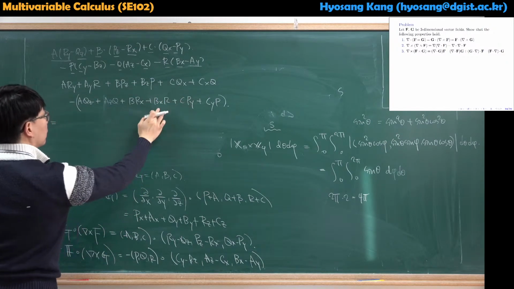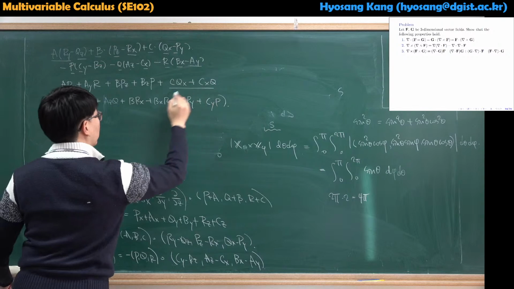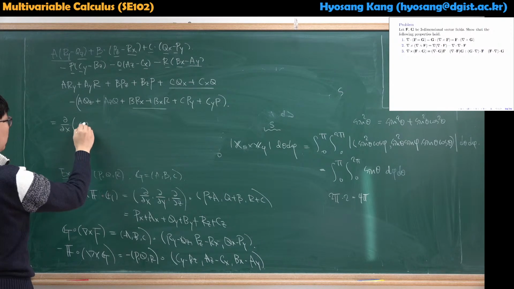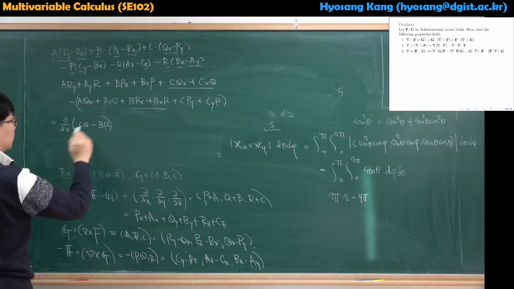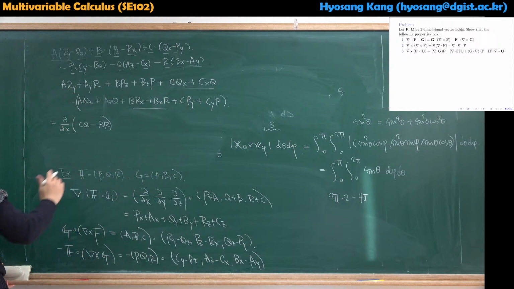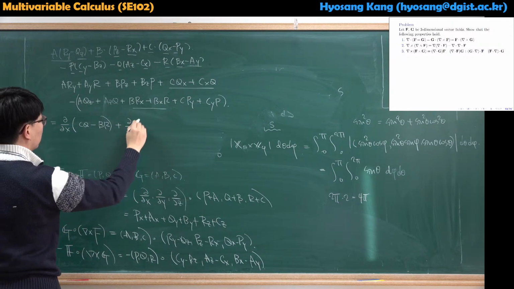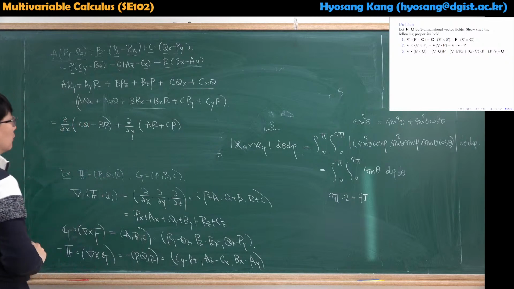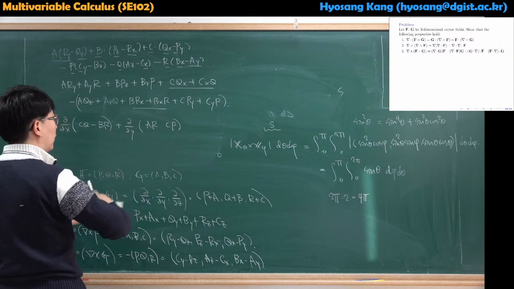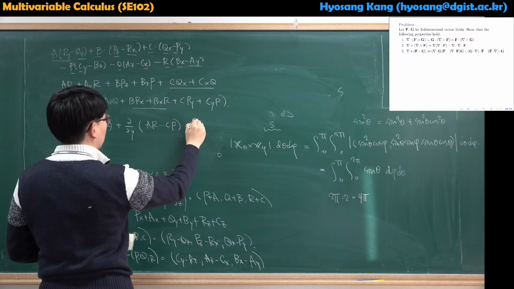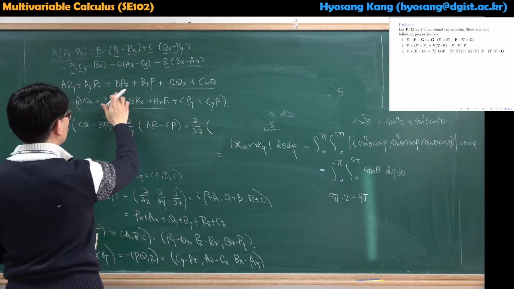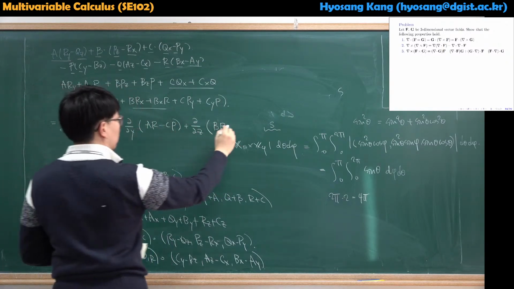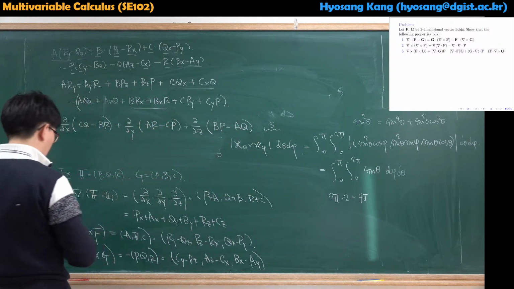So look at these ones. We take this one first. So we have del X of CQ minus BR for these two terms, okay? And how about del Y? So we have AR plus CP, right? Minus CP. And then we have del Z of BP minus AQ. Okay, so now I got it.